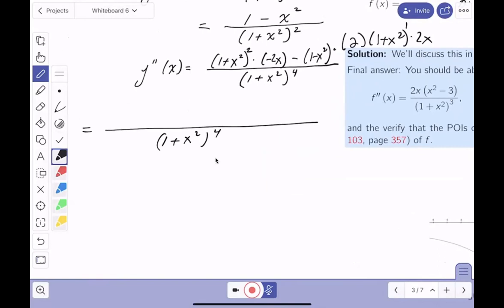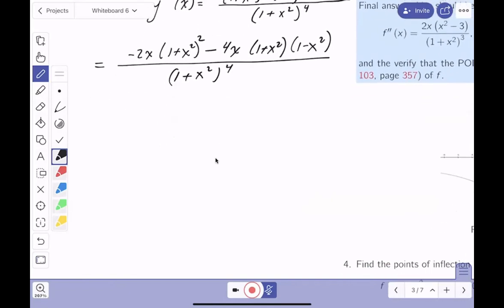And let me just simplify a little bit. I'm going to put down minus 2x times (1 plus x squared) squared. And then I'm going to put down minus 4x times (1 plus x squared). Be really careful here. And let me see if I'm doing that right: 4x, 1 plus x squared, and 1 minus x squared, right?